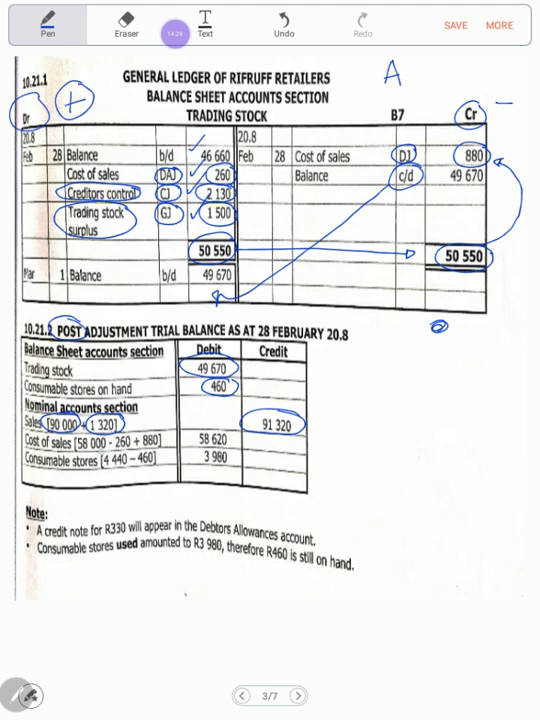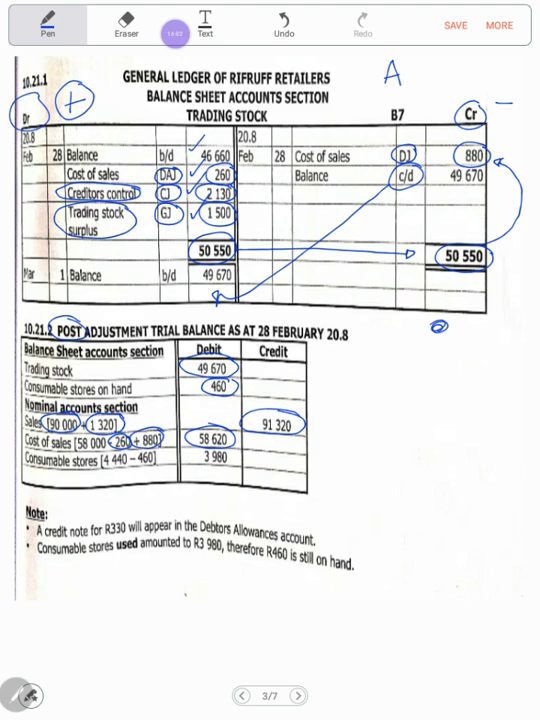So there's our 58,000, our balance. I'm subtracting the 260. Why am I subtracting this 260? Essentially, I never made that sale, so it was brought back. I have to subtract it. All right, and I'm adding the 880. Why am I adding that 880? Because I made that credit sale, but it was not recorded. What is my cost of sales worth now? 58,620 Rand.